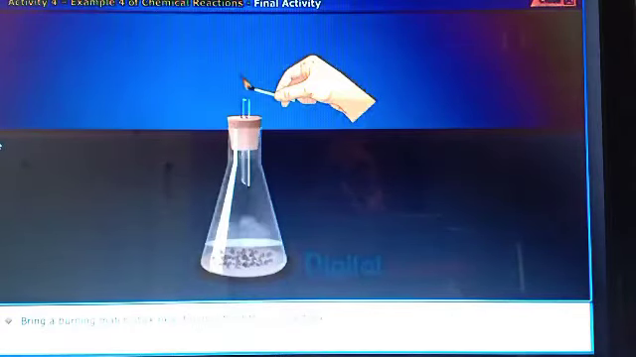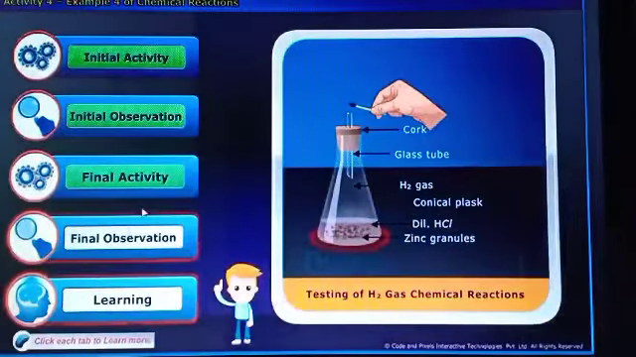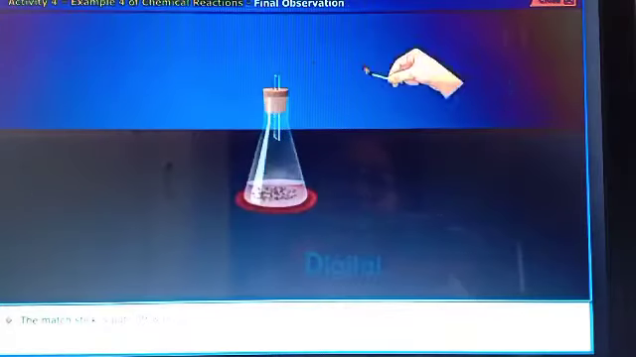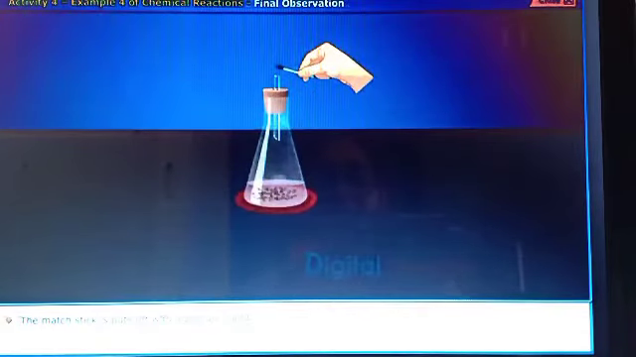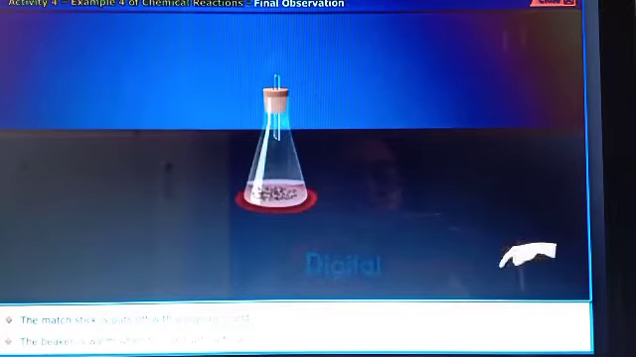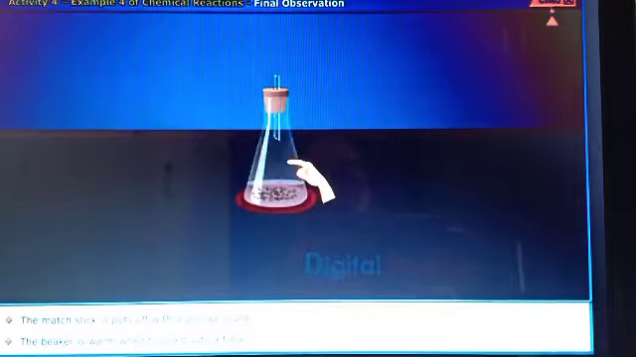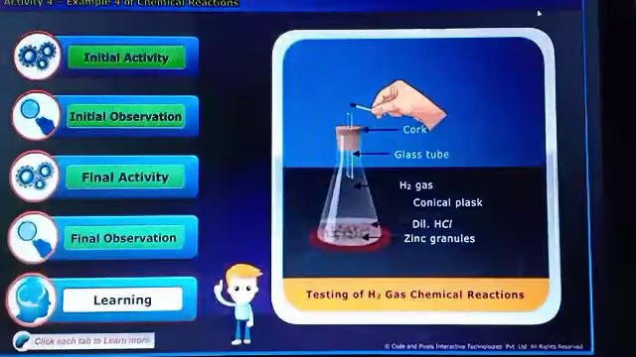Now let's do the final activity. Bring a burning matchstick near the conical flask mouth. You can observe that the stick burns with a pop sound. The flask is warm if we touch it.